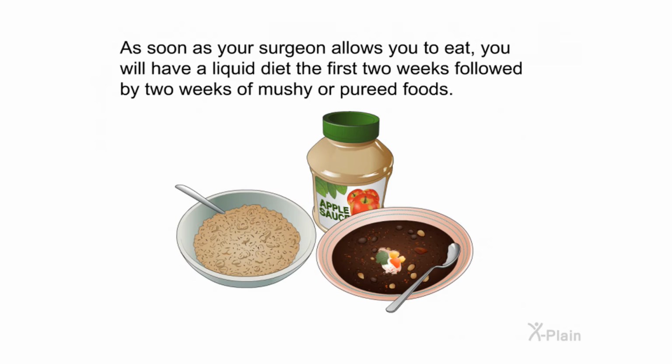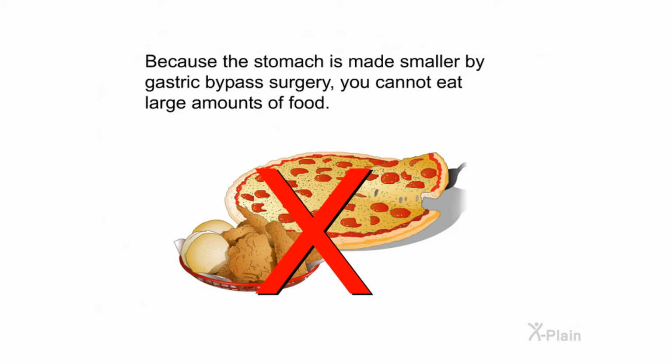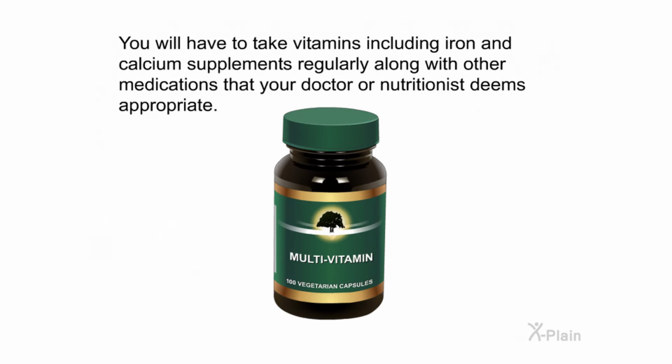As soon as your surgeon allows you to eat, you will have a liquid diet for the first 2 weeks, followed by 2 weeks of mushy or pureed foods. Because the stomach is made smaller by gastric bypass surgery, you cannot eat large amounts of food. You will have to take vitamins, including iron and calcium supplements regularly, along with other medications that your doctor or nutritionist deems appropriate.